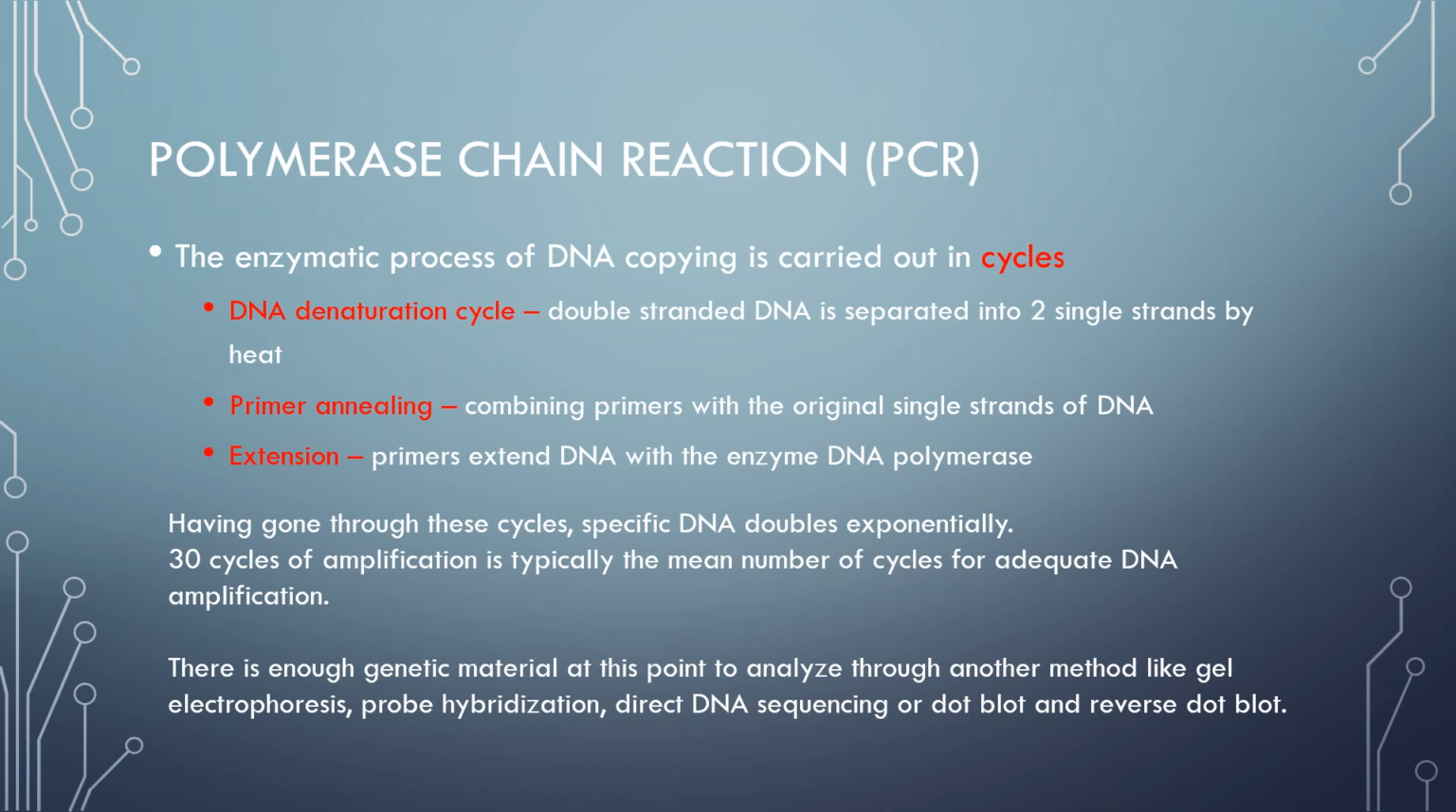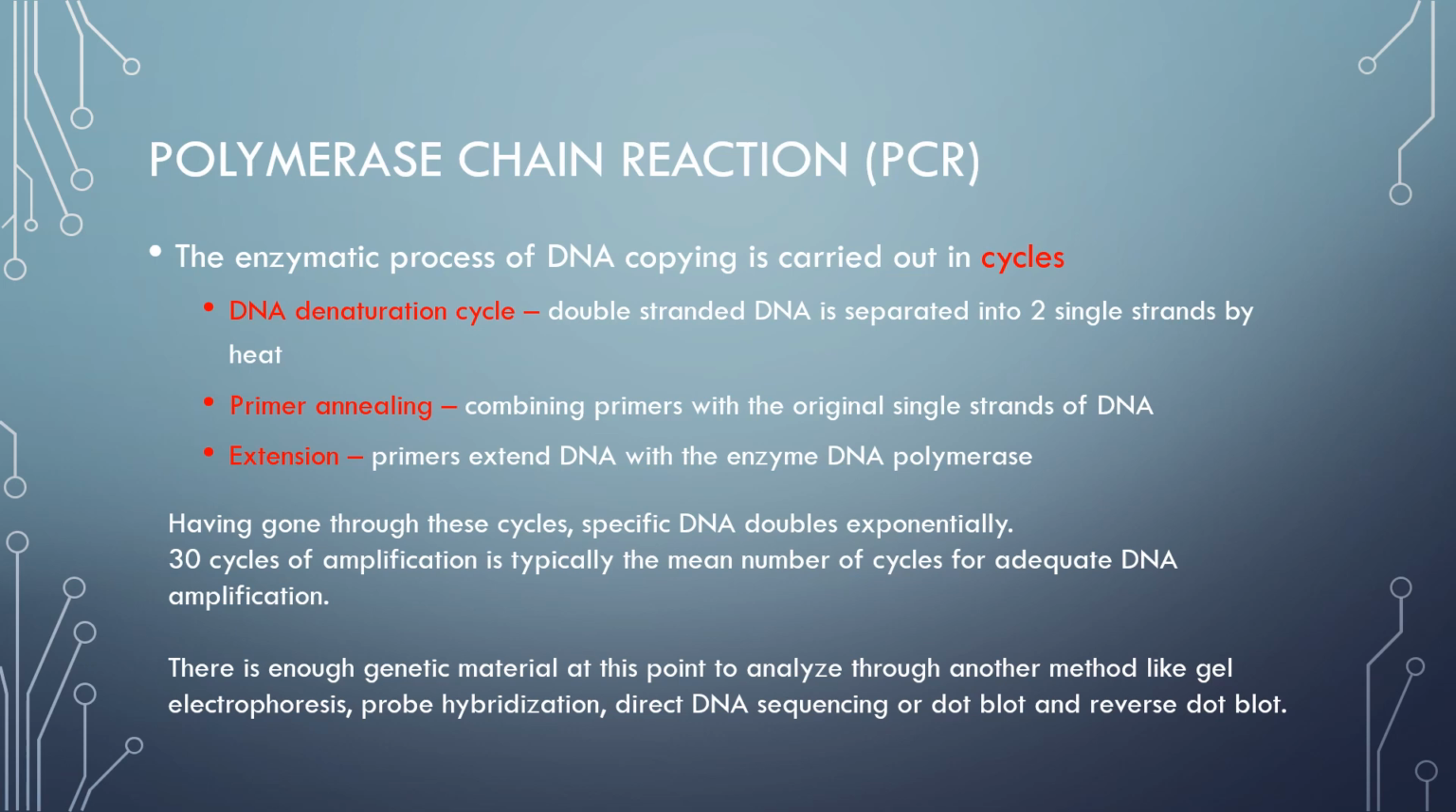The primer annealing cycle takes place at about 45 to 65 degrees Celsius, and that takes about 30 seconds. And then finally, primer extension is to make more products by adding the enzyme Taq polymerase at 72 degrees Celsius. New nucleotides are then added. Having gone through these cycles, specific DNA doubles exponentially.